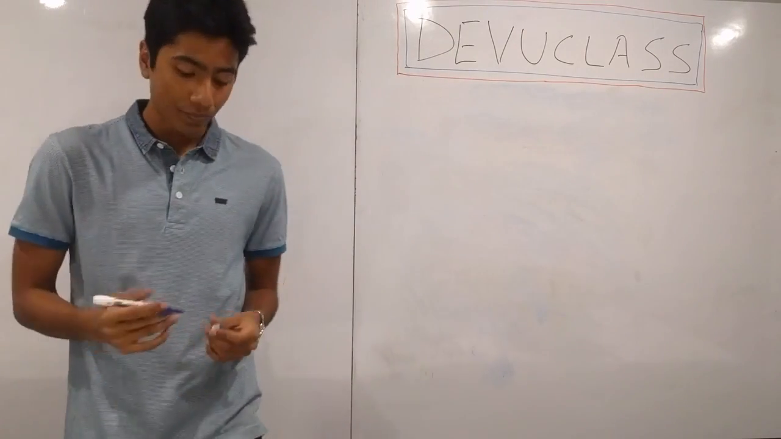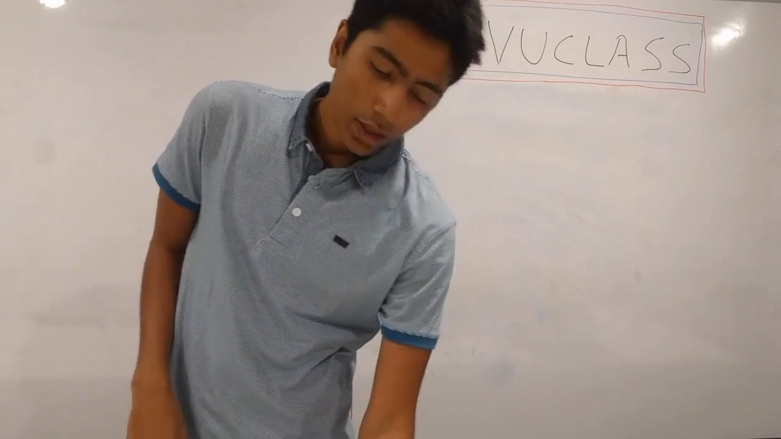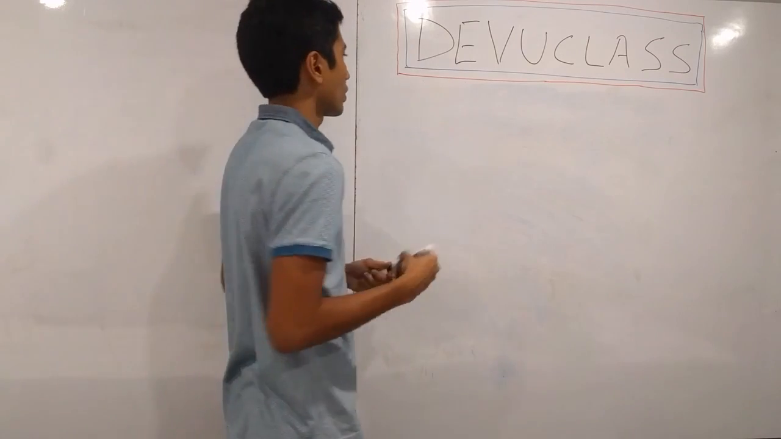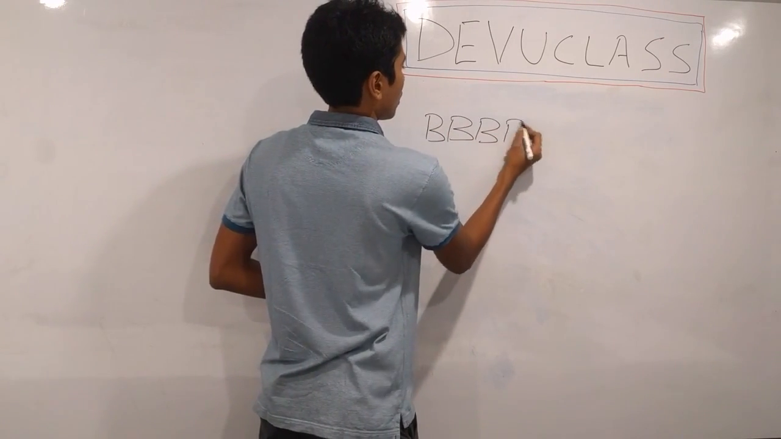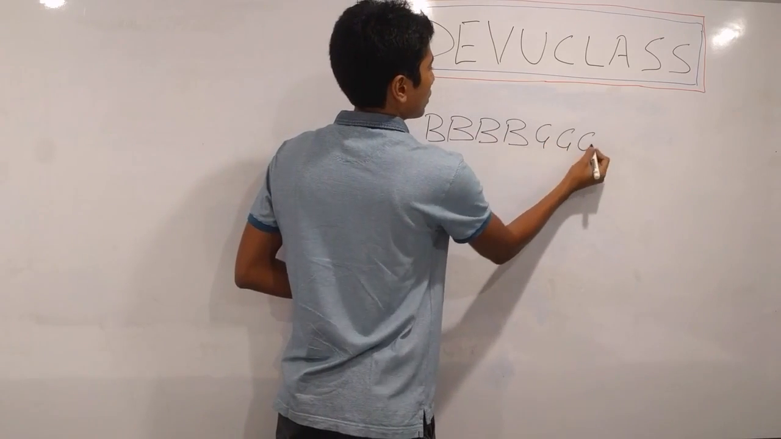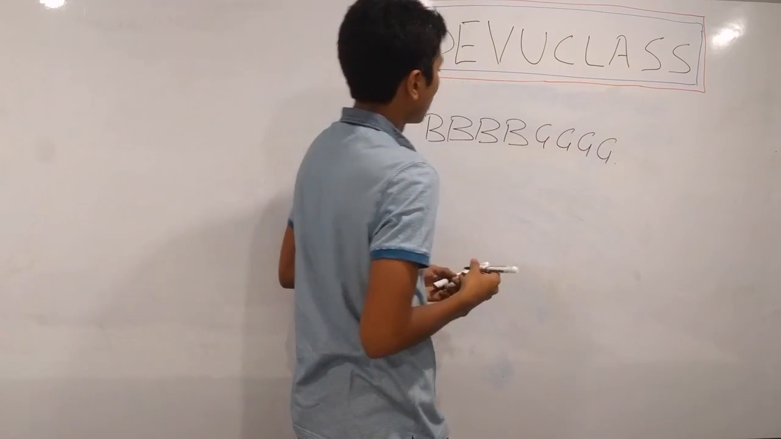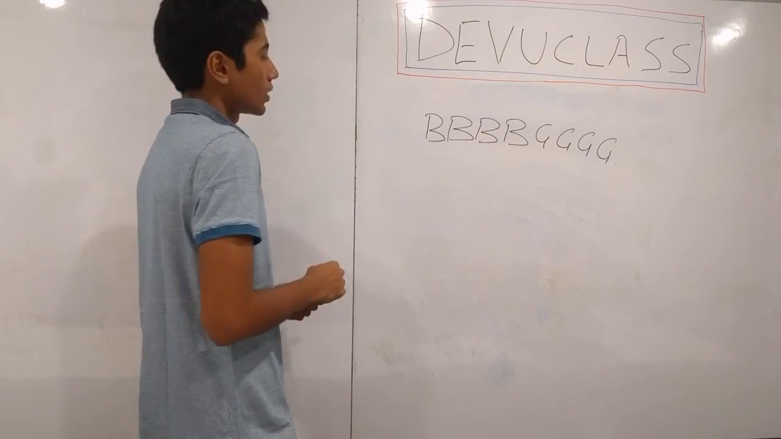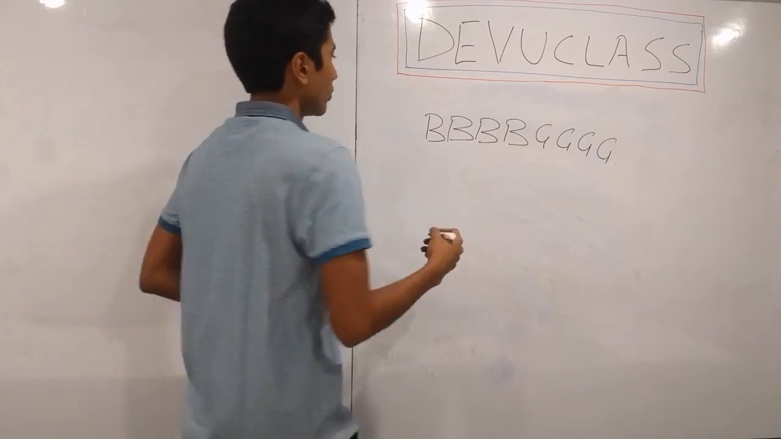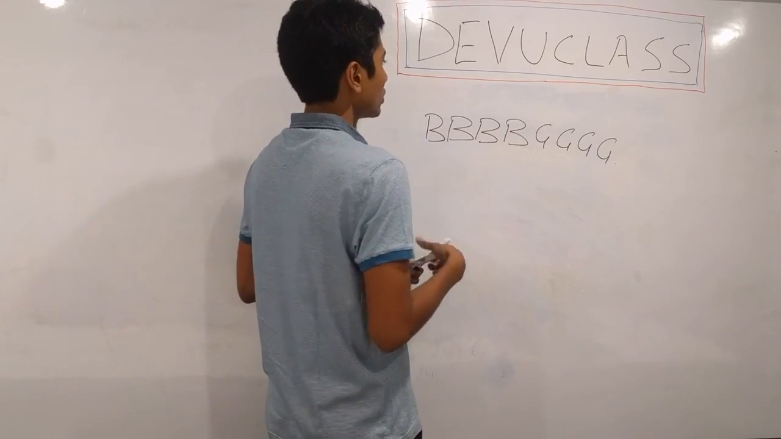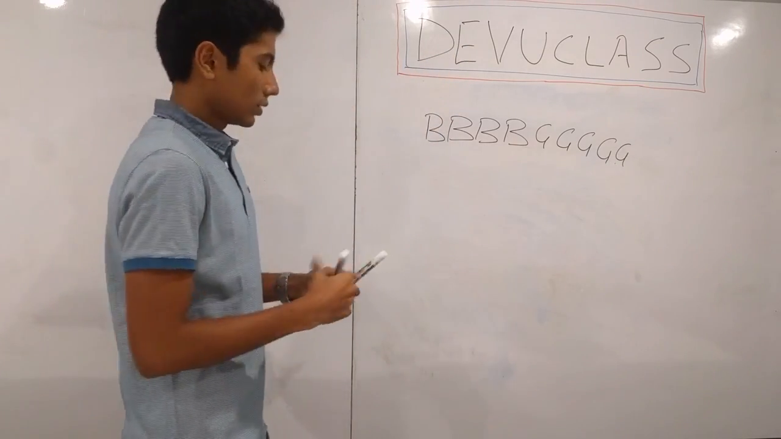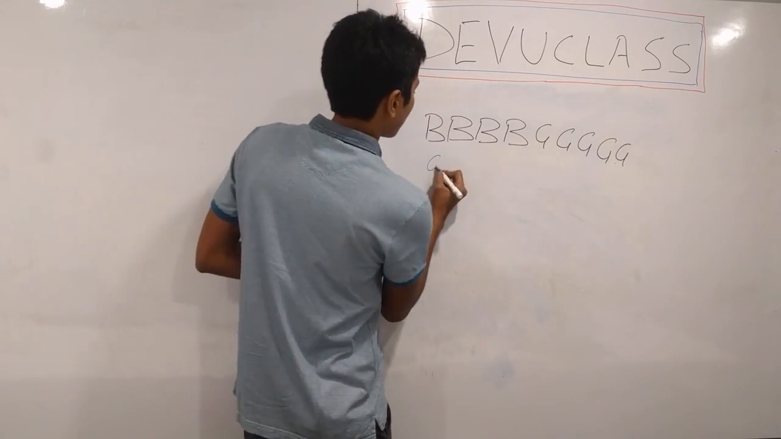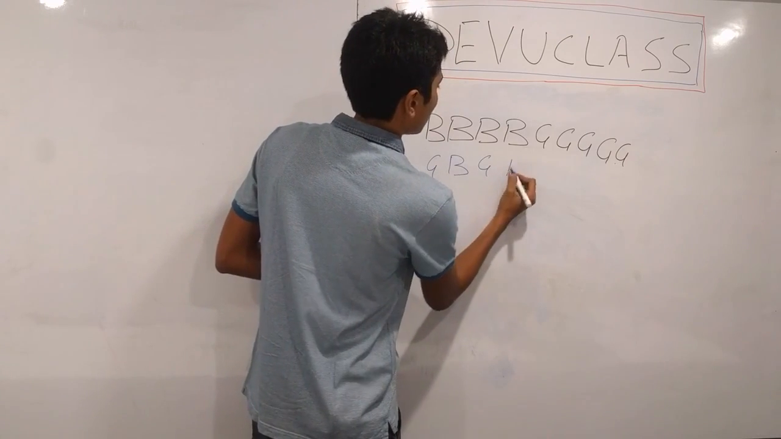Let's jump to the problem. Imagine you have an input string of boys and girls. And this is the string that you want to make. Let's add an additional girl over here. So the string that you want to make is girl, boy, girl, boy.